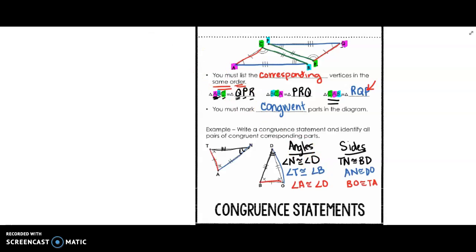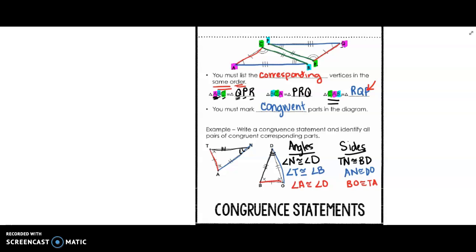All right, so here are the congruent angles. These are also the corresponding angles. And these are the congruent sides, and these are also the corresponding sides. Okay, now remember, if you had to put B over here and T over here, that doesn't matter. If you had to put NA over here and OD over here, that doesn't matter either.